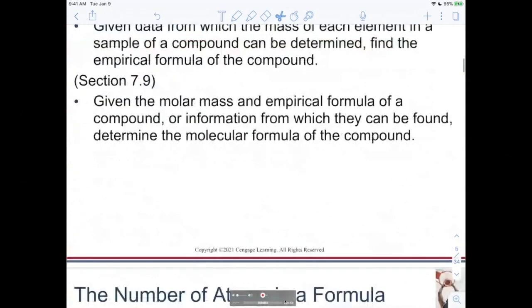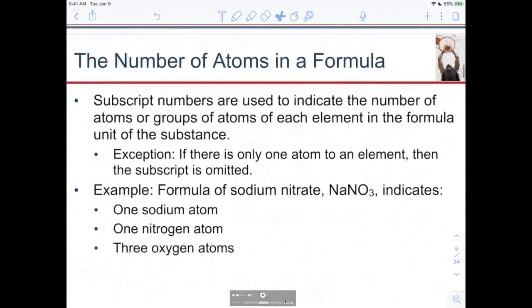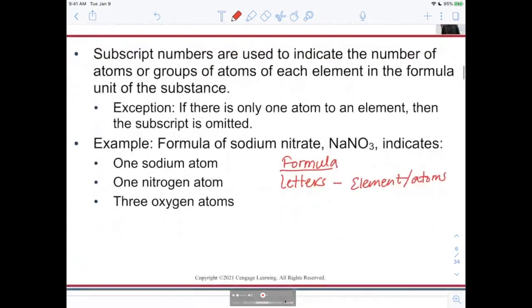I will start with the slide right here, slide 5, talking about the number of atoms in the formula. In the formula, you have two parts. You have the letters. Within a chemical formula, you have letters. The letters represent the elements or atoms, right? And then you have the numbers.